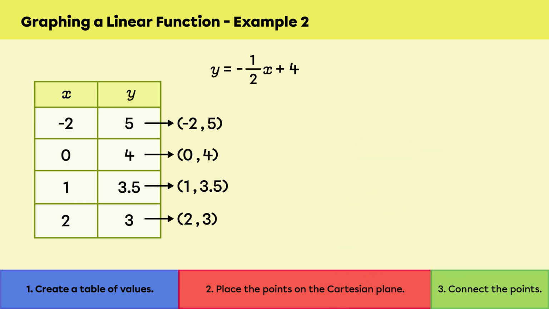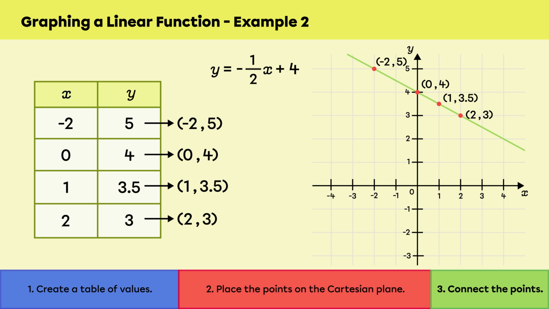Now we can place these points on the Cartesian plane. When we connect them, we get a line that represents the function y equals -1/2 x plus 4. You can see that unlike the first example, this line is decreasing. This is normal since the rate of change of the line, or the coefficient in front of the x variable in the rule, is negative. It's -1/2. If the rate of change is negative, the line goes downwards. If it's positive, the line goes upwards.